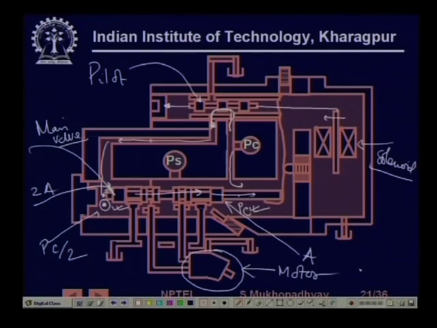So, when this valve moves this way, probably this port will get connected to here and this port will get connected to here. So, then you will get pump and tank connected to the motor. Now, where is the feedback?